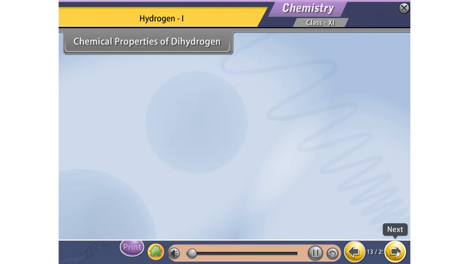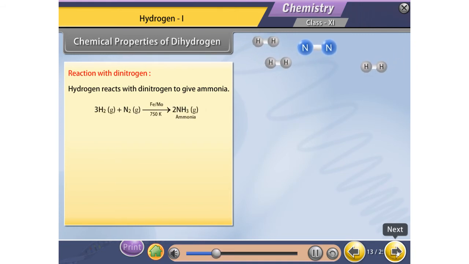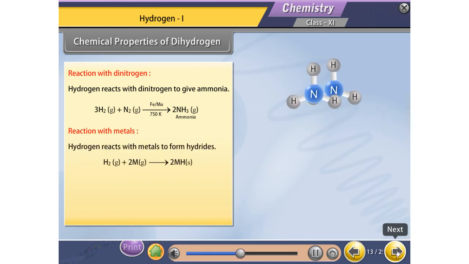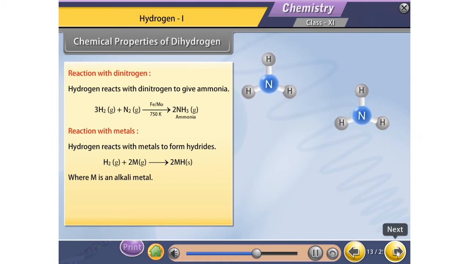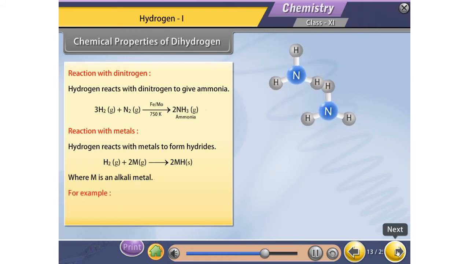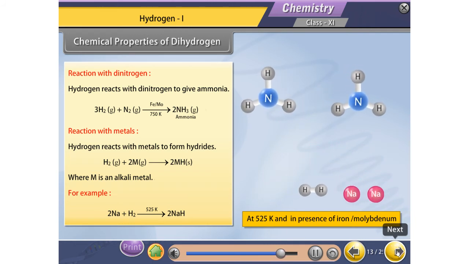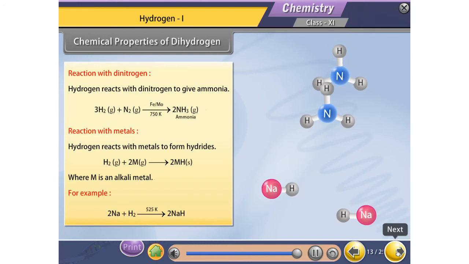Chemical properties of dihydrogen. Reaction with dinitrogen. Hydrogen reacts with dinitrogen to give ammonia. Reaction with metals. Hydrogen reacts with metals to form hydrides, where M is an alkali metal. For example, 2Na plus H2 at temperature 525 Kelvin gives 2NaH.